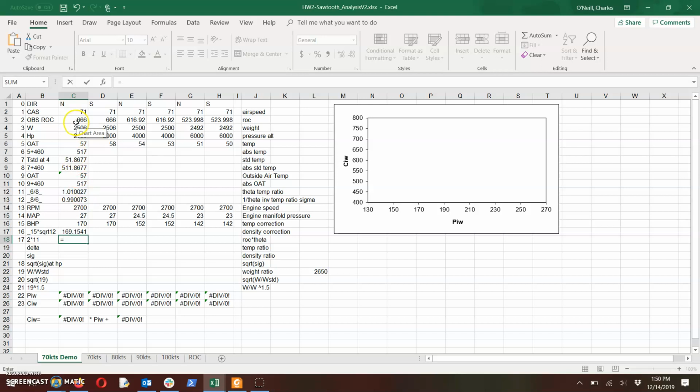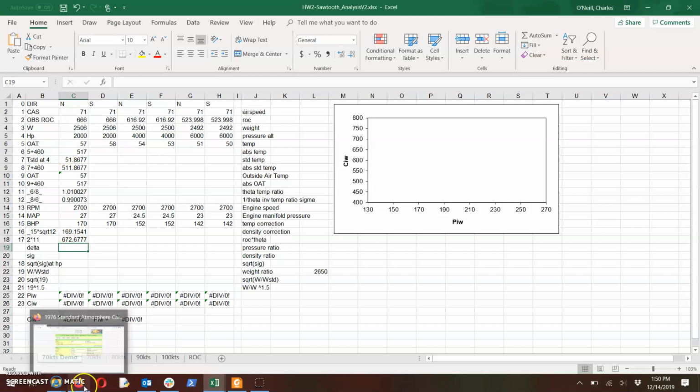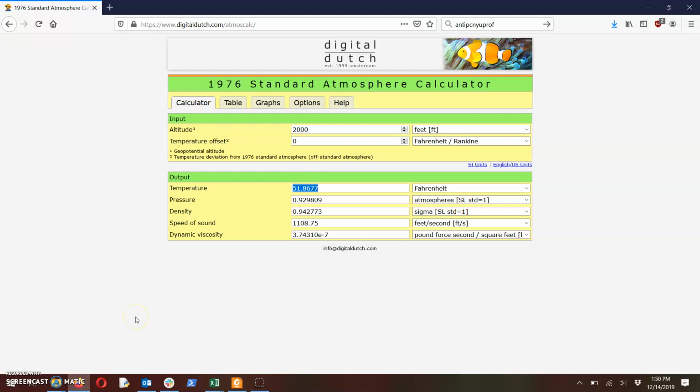Okay, and then we have number 2 times 11, the rate of climb times 11. Delta is the temperature ratio. Okay, that's not right. Delta is the pressure ratio. So we need to know what the ratio of pressures are at 2,000 feet. And again, we can go to either our textbook in the back of an aerodynamics book, or you can just go look it up. So at 2,000 feet, the pressure ratio is 92/98. Just copy that in.